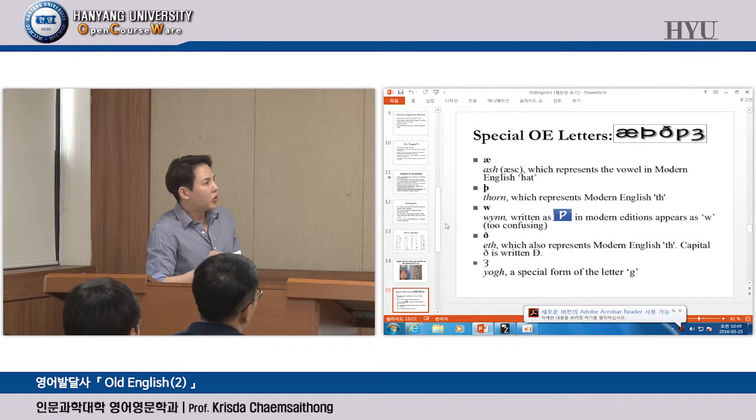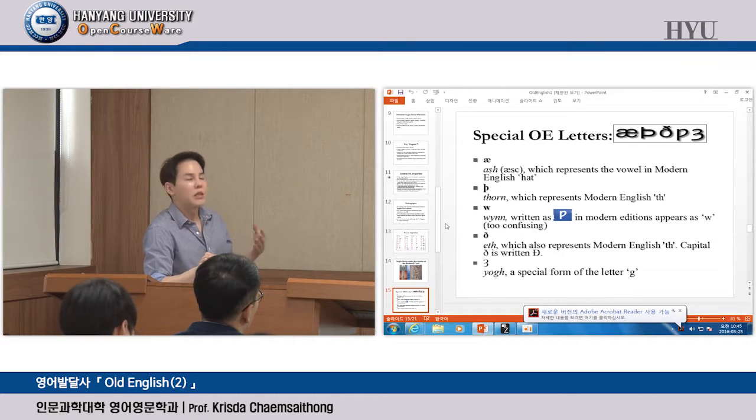The W, we don't use that, but it's written as this thing. It looks like a P, and it looks like the thorn, but it is not. We call this the wynn because the sound is the W form. In modern editions, it appears as a W because modern editors are worried that modern readers might be confused, so they use the W instead of the wynn. I'll show you what the wynn and the thorn look like in a minute.